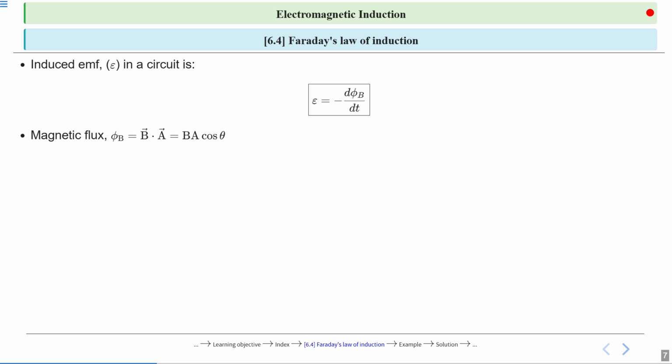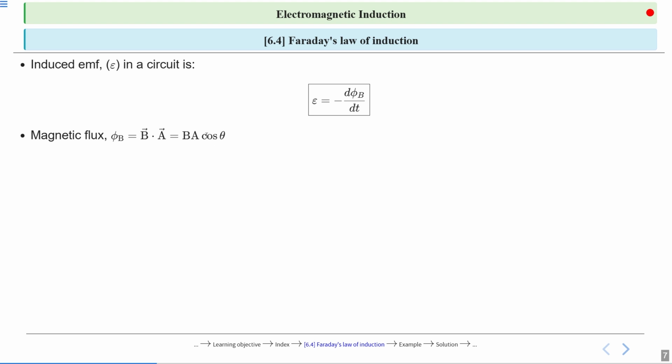Now this EMF depends on the change of flux. How can we change the flux? You can see in the formula. If we change the magnetic field, then the flux will change, and then EMF will be induced. So how can we change the flux to induce EMF? First, by changing the magnetic field. Secondly, by changing the area of the coil. And third, by changing the orientation. We are going to discuss all these cases.